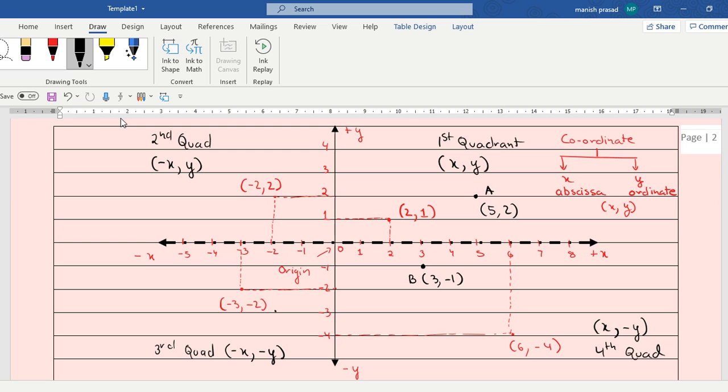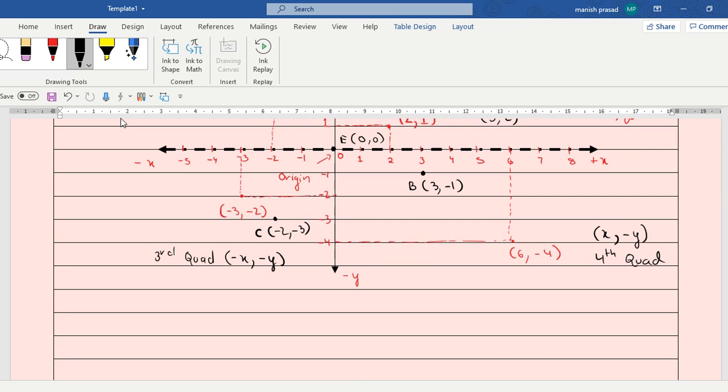What is the value of this point C? Perfect. So negative 2, negative 3. And what is the value of this point? Negative 4 and 4. Okay, now. So this is clear. And if I say this is my point E, so what would be my value of point E? Exactly. The origin is always 0, 0.